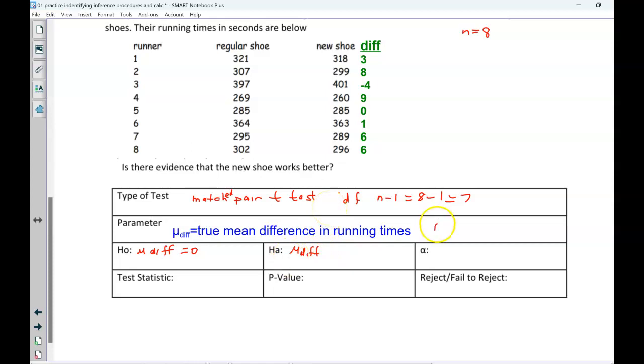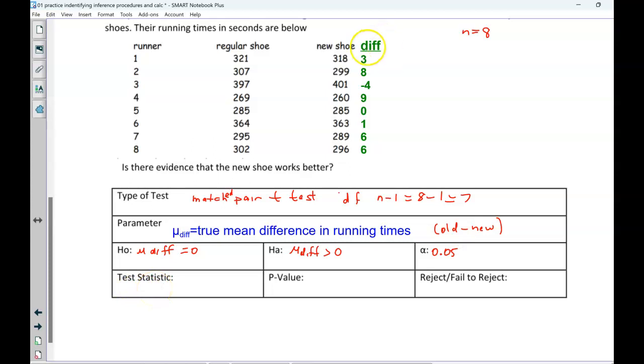Now, I did old minus new. So that means that I would expect that the older shoe is going to have more time. It's going to have a greater time to run than the new shoe. So in this case, to show that the new shoe worked better, that you get a lower time, the difference would be greater than 0. So you have to be really careful about that. A lower time for running is better.